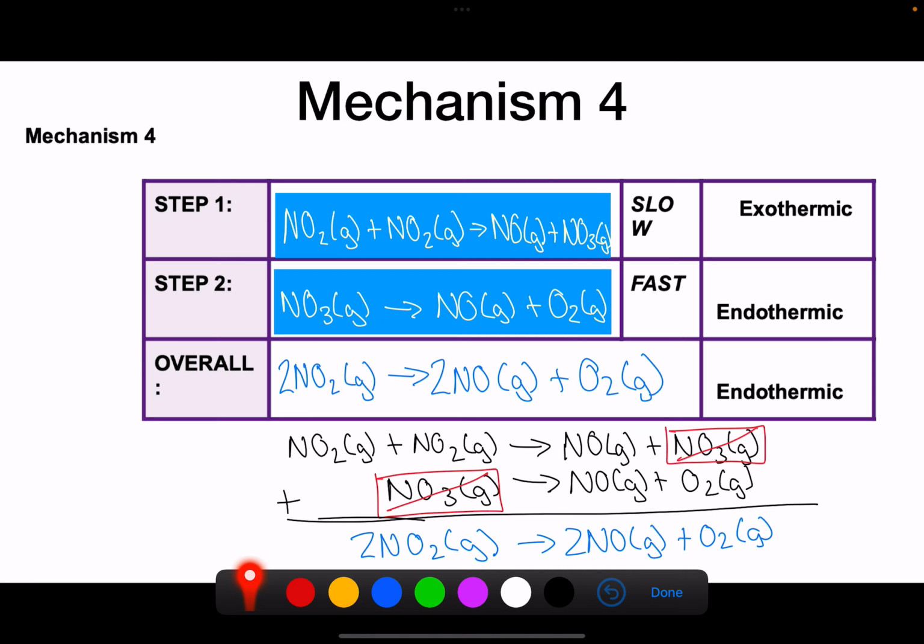Mechanism 4. Again, you can see my work. My rate determining step is my first step because that's my slow step. My rate law is based upon my rate determining step. So I have rate equals k[NO2], and it's squared because there's 2 of them. The intermediate is NO3. Here it is as a product being used up as a reactant.